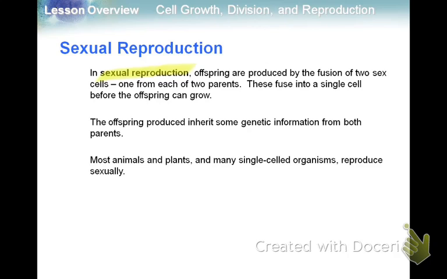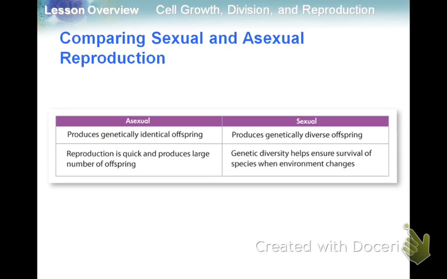Sexual reproduction involves the fusion of two gametes, two sex cells, that fuse into a single cell before the offspring can grow. The offspring get genetic information from both parents. Most animals and plants, and many single-celled organisms, reproduce sexually. This increases the variety of offspring. We have varied offspring here. Instead of identical offspring to the parents, they're varied, which creates an increased chance for survival.